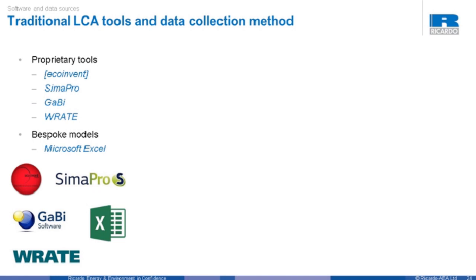Packages such as SimaPro from PRé and GaBi from ThinkStep are full LCA tools that both contain EcoInvent data and facilitate highly detailed studies. The Waste and Resources Assessment Tool for the Environment, WRATE, was developed for the UK Environment Agency for the specific analysis of household waste management, and is typical of a range of sector-specific platforms.